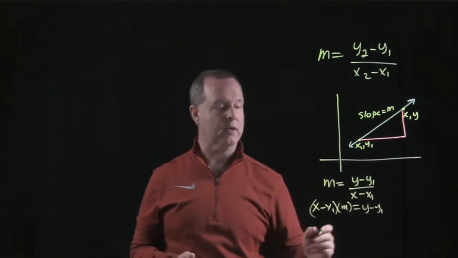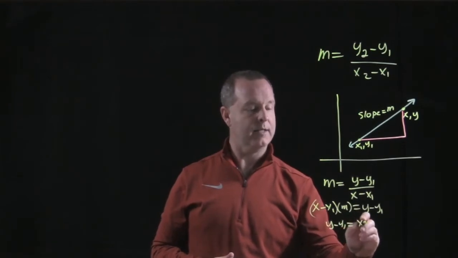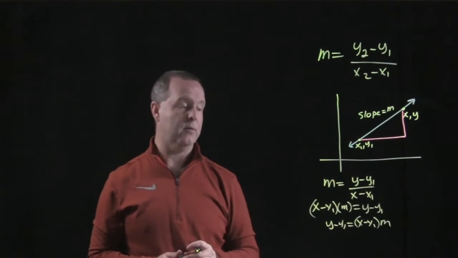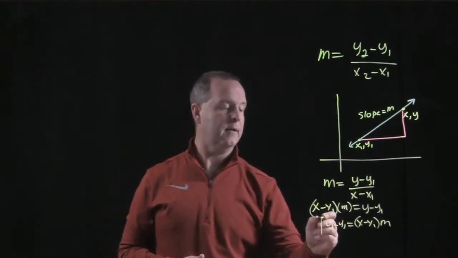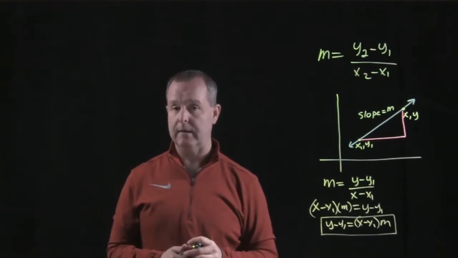And then how some of us are comfortable with it, we'll put y minus y1 equals x minus x1 times m. We just reverse those around right there. What we have right here is what we call the point slope form of the line.